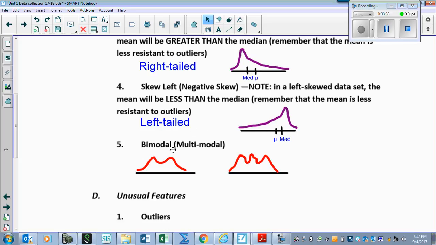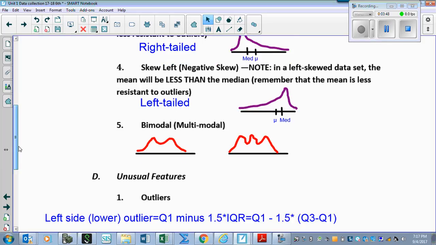Then bimodal and multimodal. This is bimodal. It just has two peaks that are approximately the same height. And on a multimodal, you could have three or more. We don't go tri and quad and everything. It's just multimodal, anything more than two peaks.